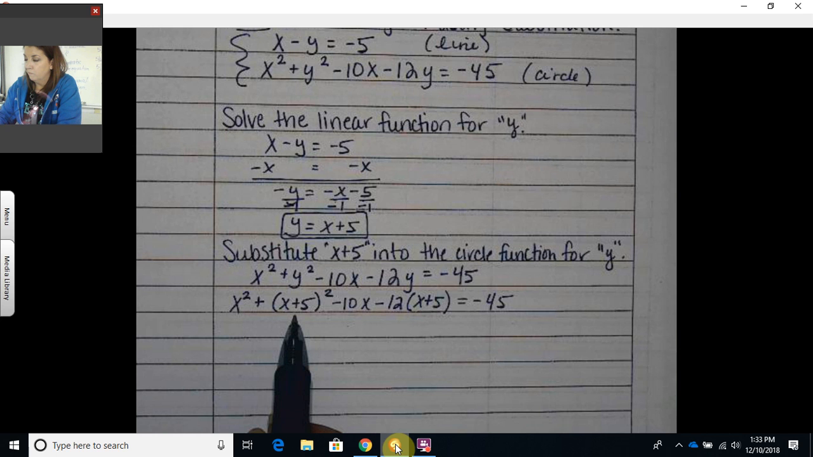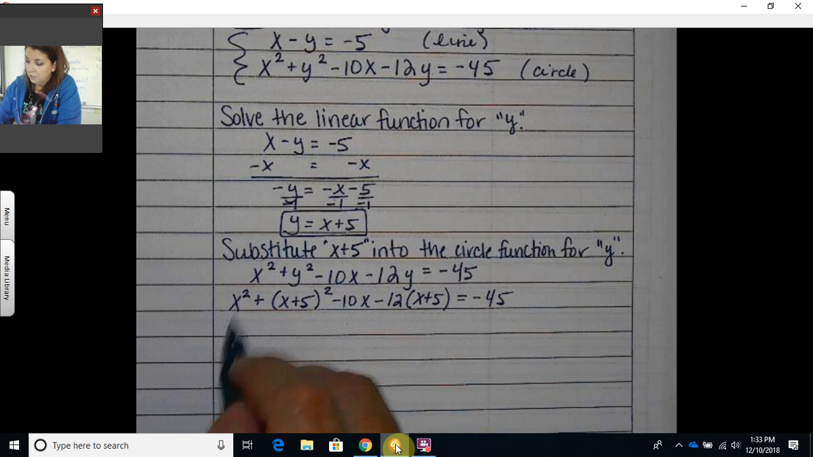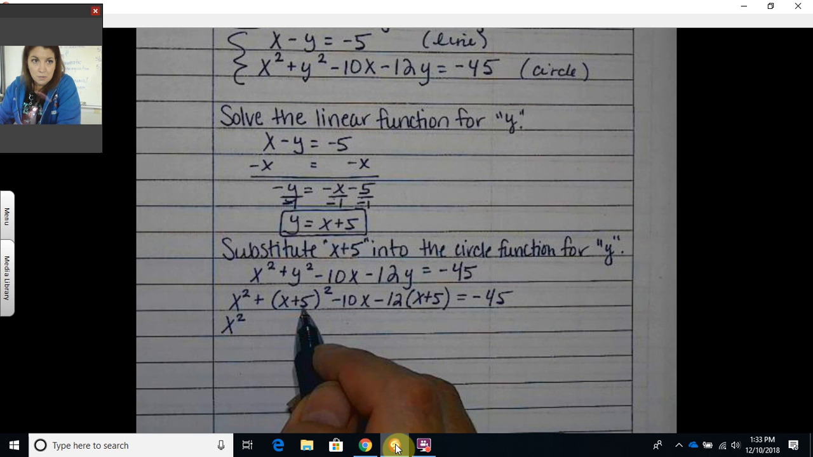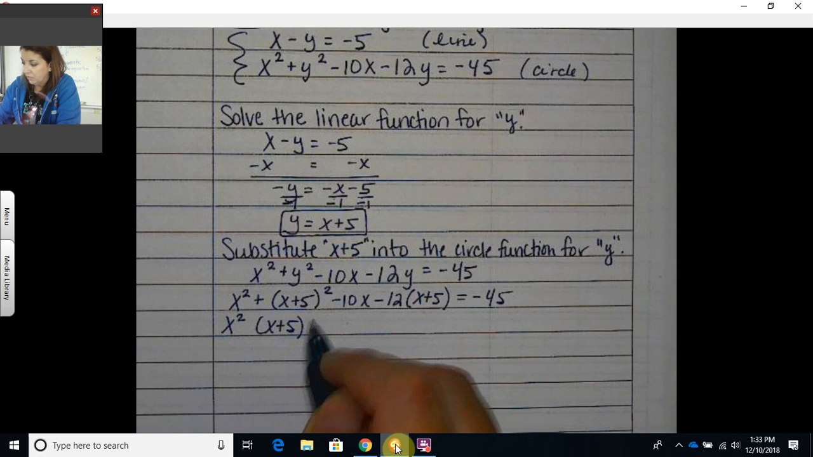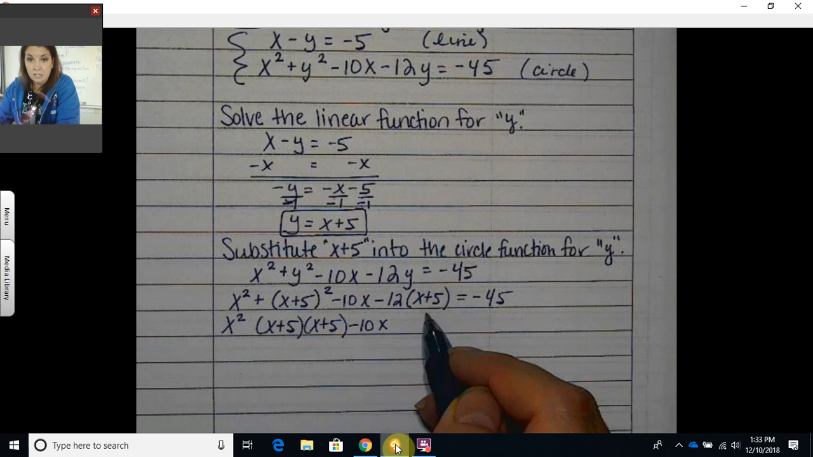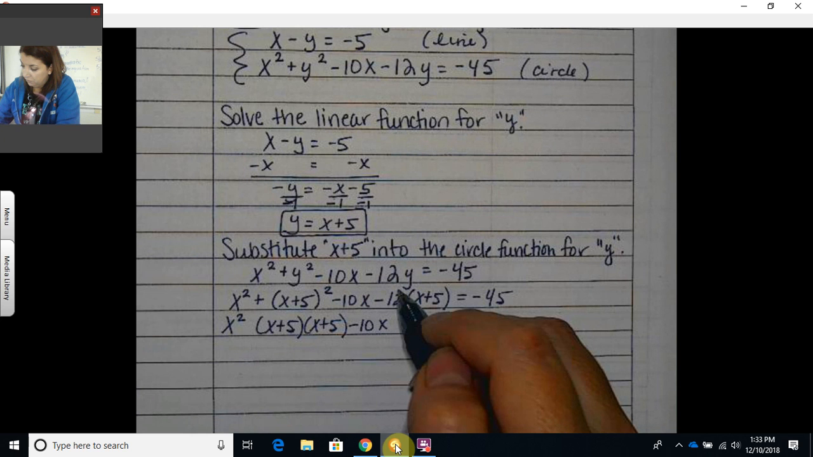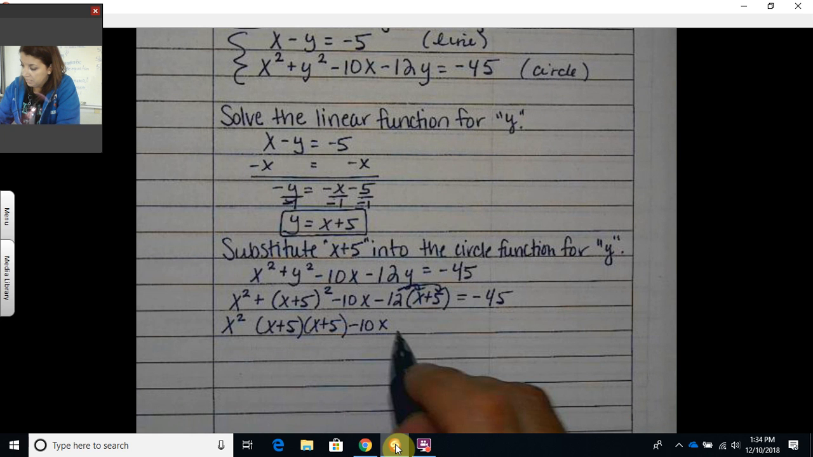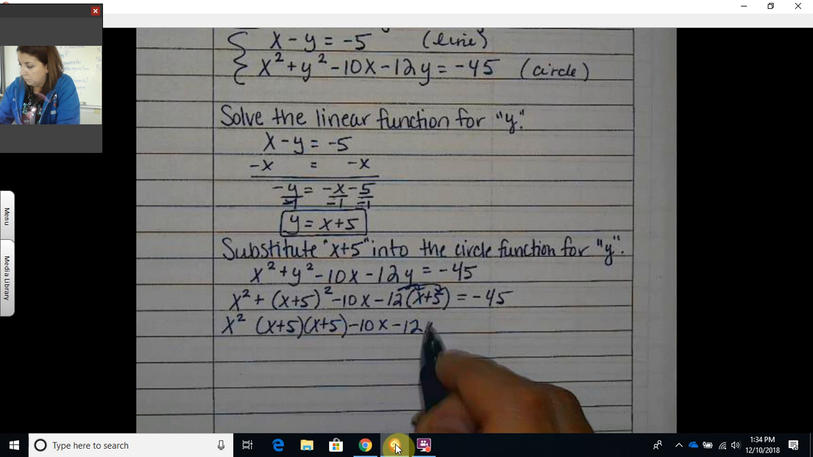What does it mean? Doesn't it mean x plus 5 times x plus 5? Right? So bring down that first x squared. I'm going to rewrite that without the exponent. I'm going to write it as x plus 5 times x plus 5 minus 10x. And then to get rid of this parentheses, can't I distribute the negative 12? So that's negative 12x minus 60 equals negative 45.